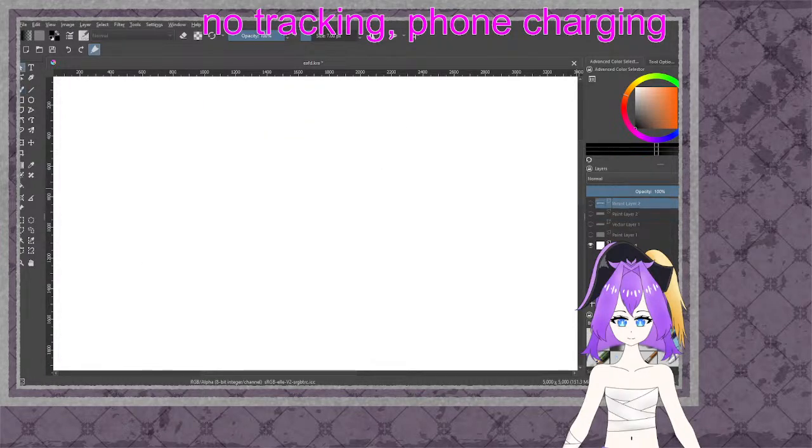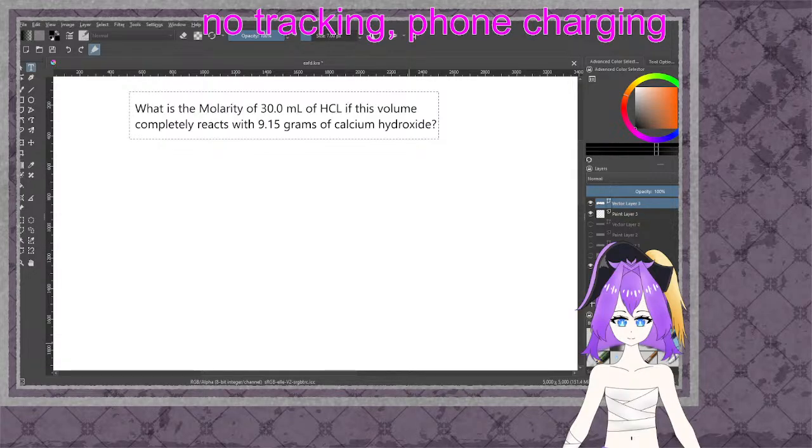Go ahead and do problem 3. Text layer. Okay. What is the molarity of 30 milliliters of HCl if this volume completely reacts with 9.15 grams of calcium hydroxide? Okay. Here we go. Let's put the line break right here. Save.